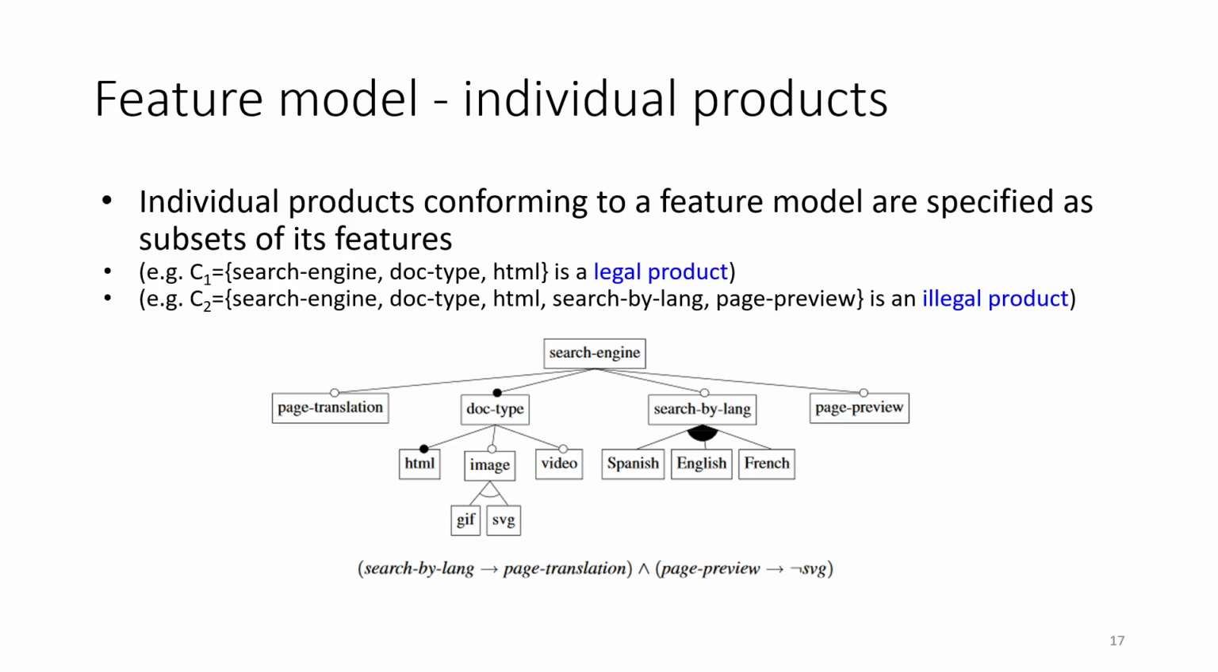There could be other cases where, let's say you have another cross-tree constraint where I say, if I have HTML, I can't have page translation. Is that a problem? Can I have products? I can have, for example, this product, right? Search engine, doc type, HTML. This minimal product I can have. It just means page translation I can't have, but it's optional anyways, so I don't care.